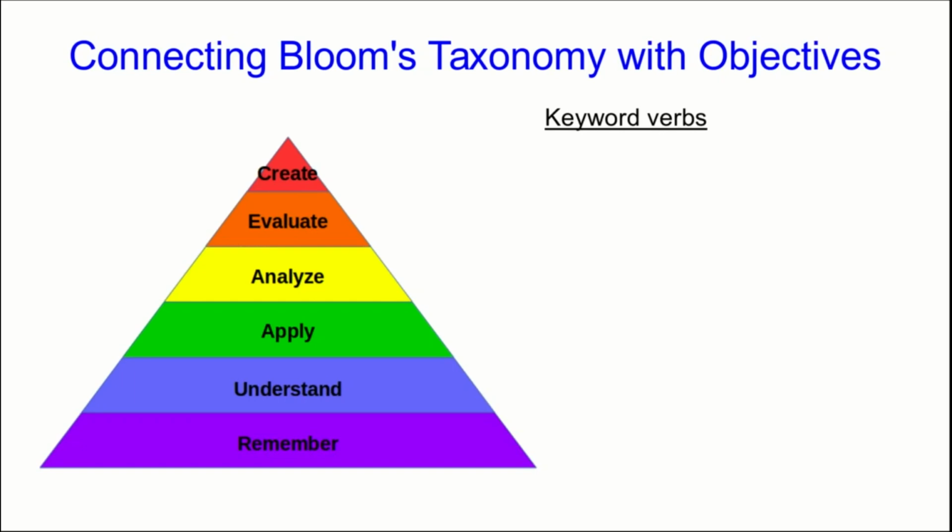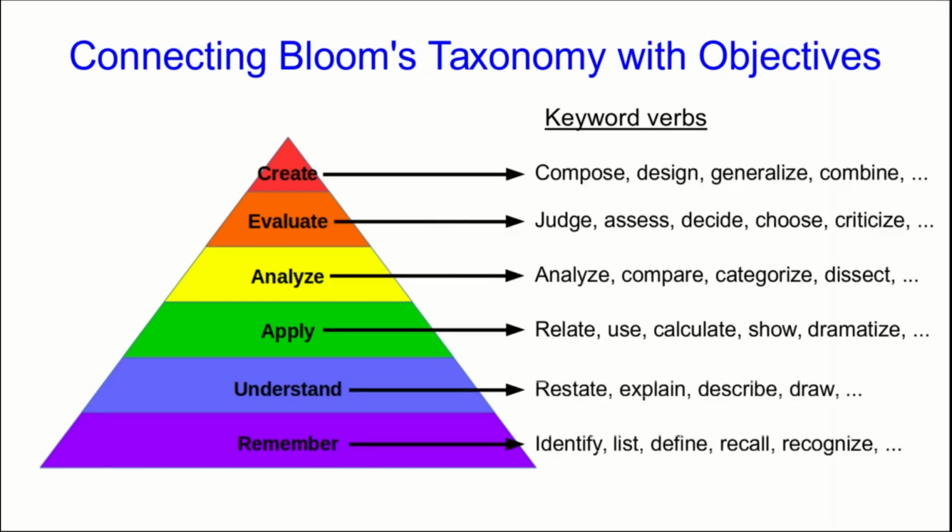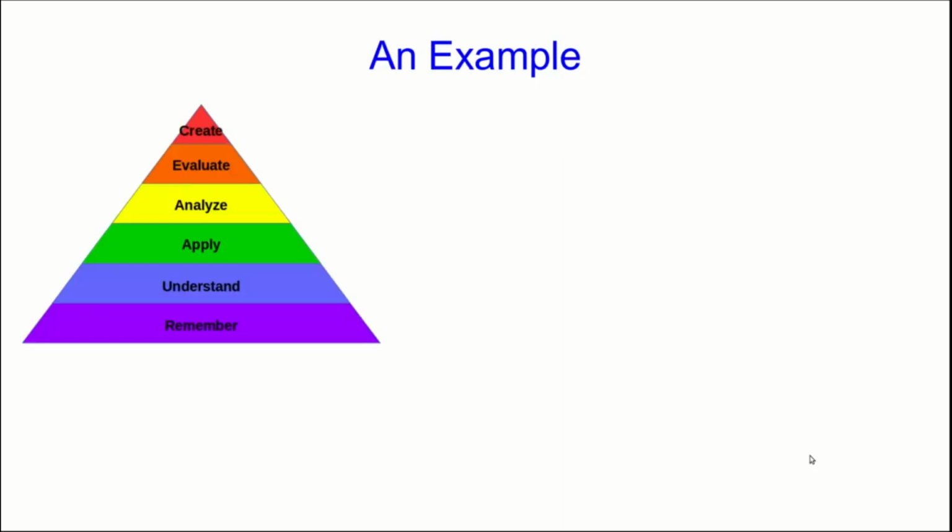Go online and just Google Bloom's taxonomy keyword, and you'll find that people have compiled often very long lists of keyword verbs. So now when you write an objective, you can look at what the key verb is in the objective, and that'll often give you a pretty good idea of what level of Bloom's taxonomy the objective is lying upon. We'll look at this more in lecture number 4. For now, here's an example. Though I'm not going to classify objectives, I'm going to classify tasks which could exemplify objectives.